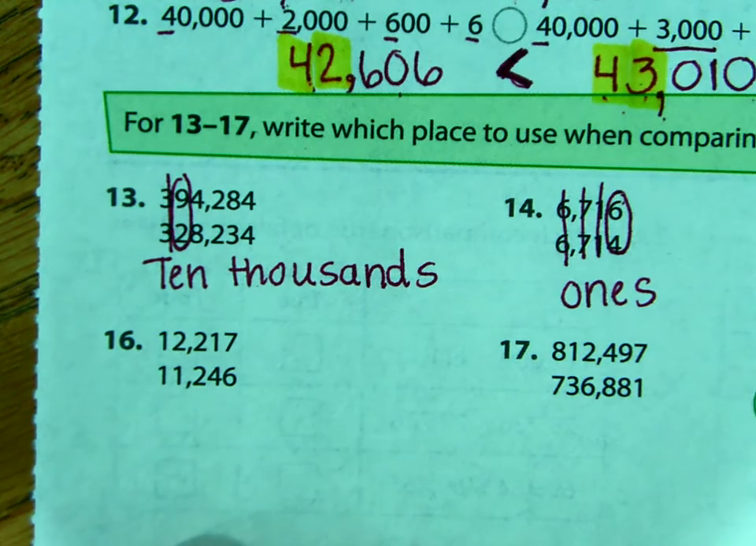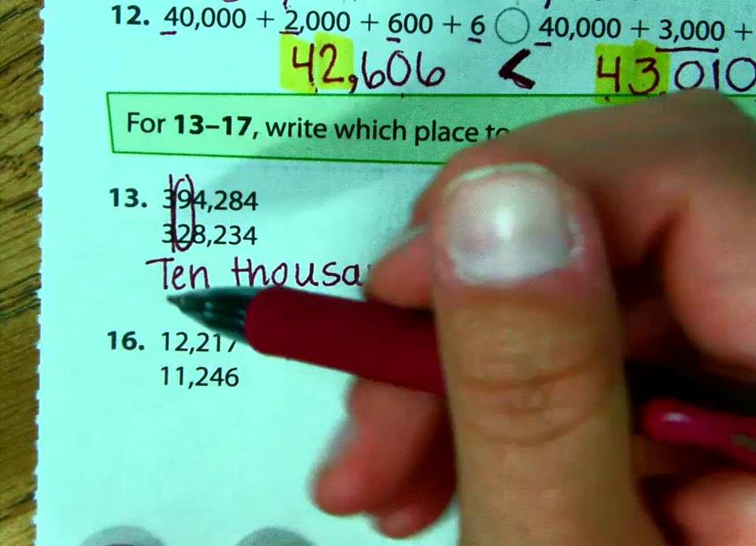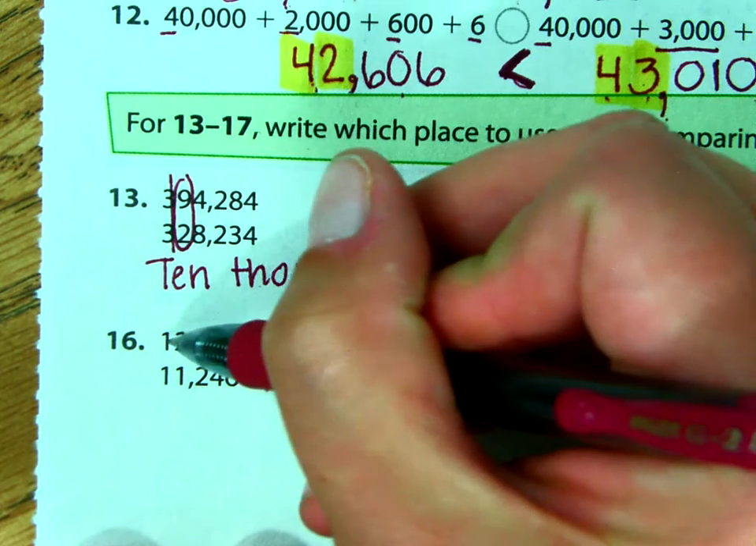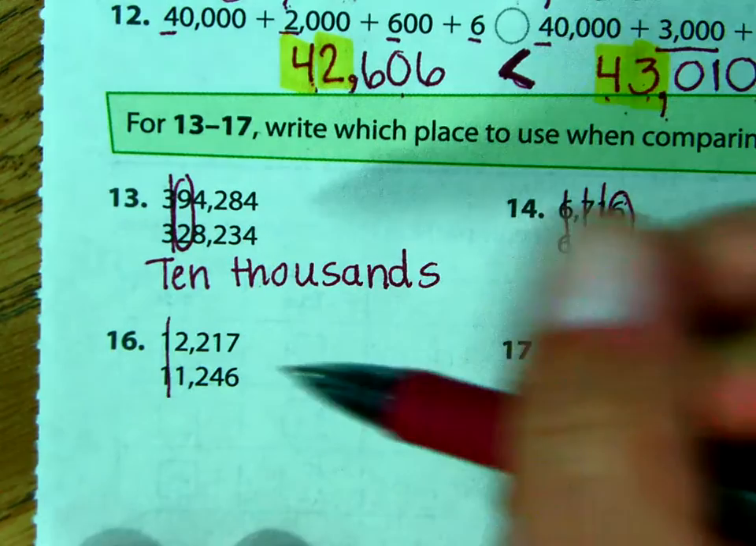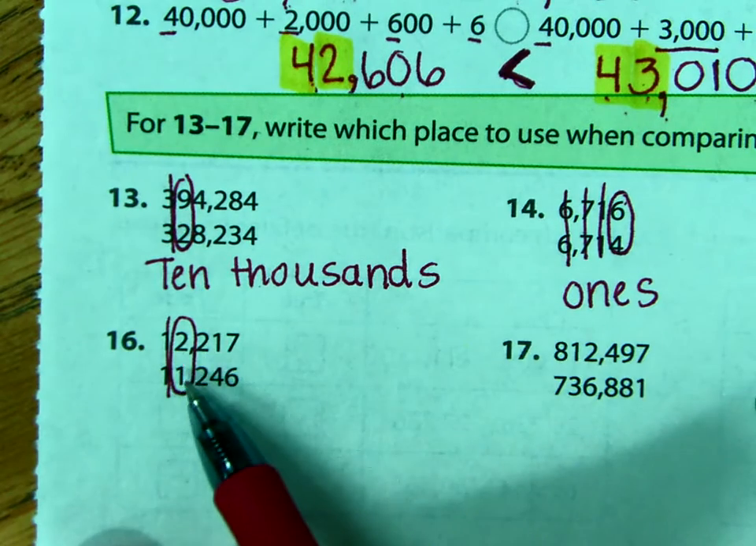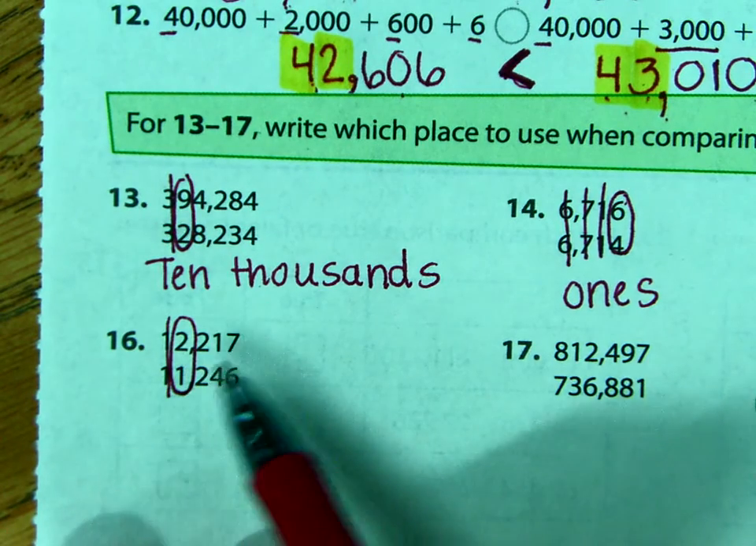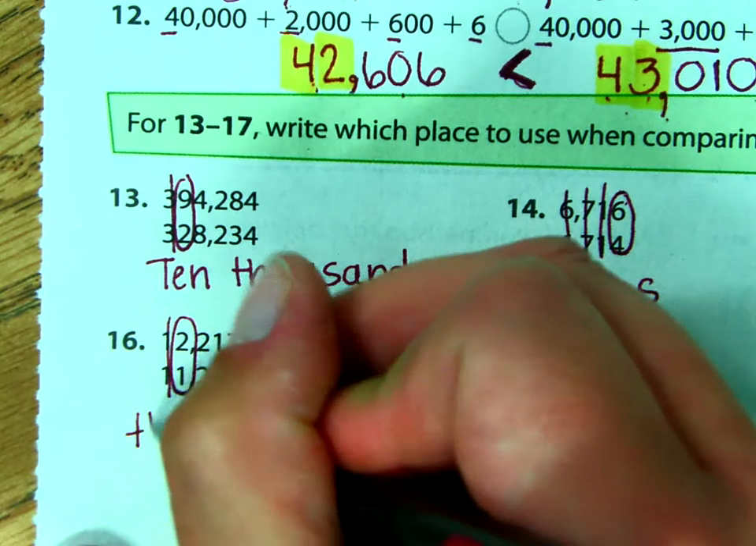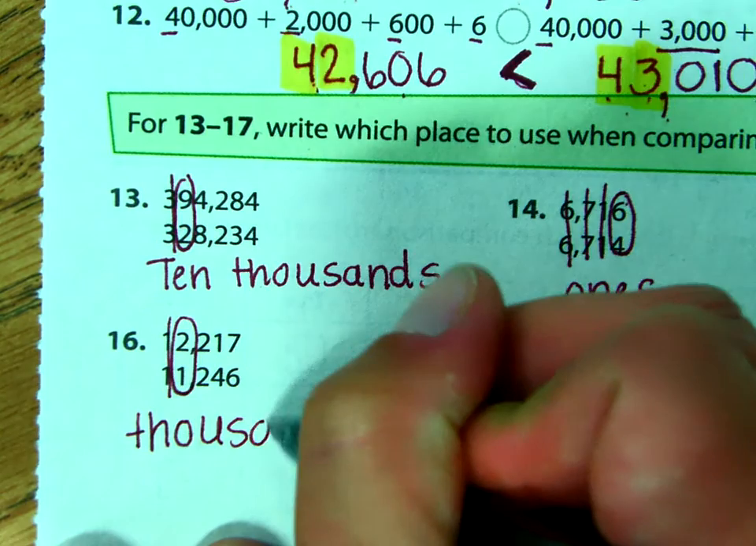Number 16. Again, which place value are we using? We start all the way over here. Can't use the 10,000s. Look at the thousands place. These are not the same digit, so I can use this to compare. So the place value that I'm referring to is the thousands place.